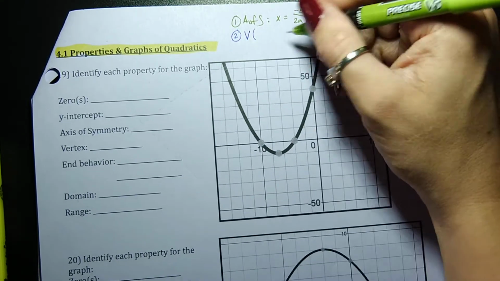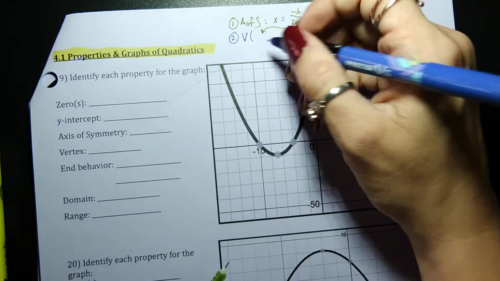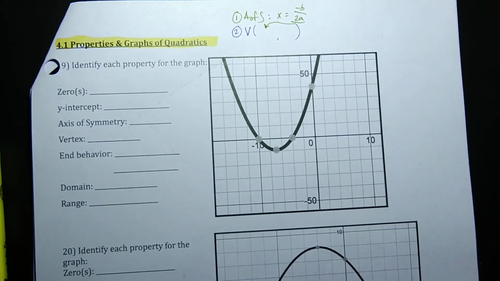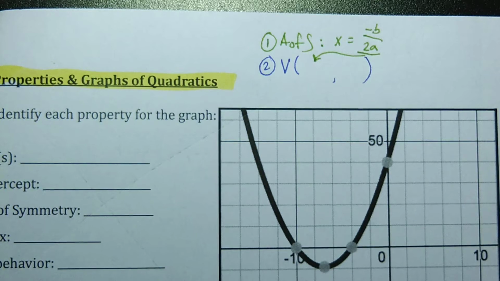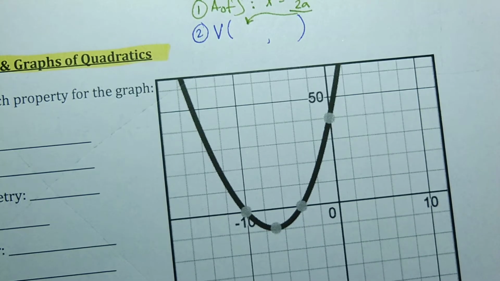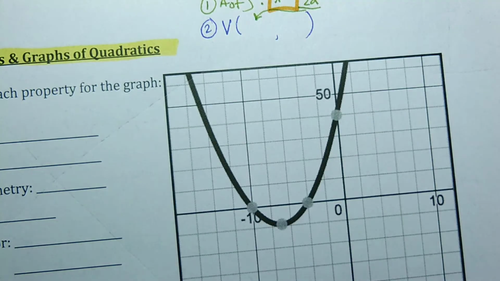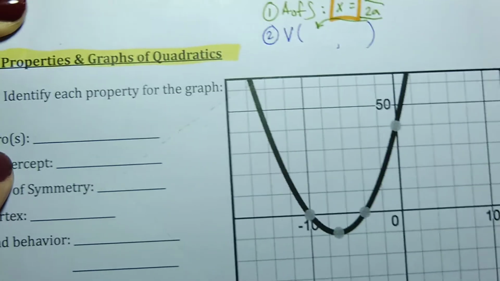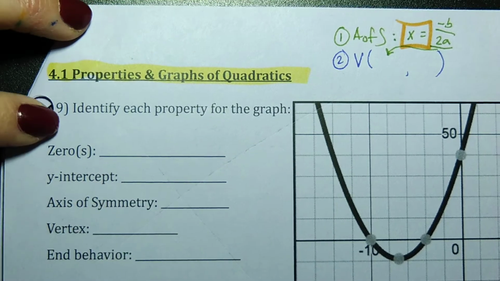So this value that I get for the axis of symmetry gives me the x value of my vertex, which I can then plug into the equation to find the corresponding y value. Remember the x equals with your axis of symmetry. That is a vertical line equation that cuts the graph in half. Your zeros are your x-intercepts. They're your roots. Y-intercept, we can read that directly from the graph.